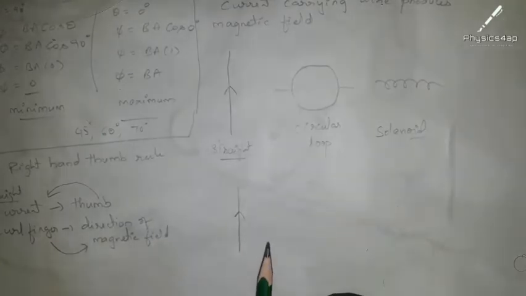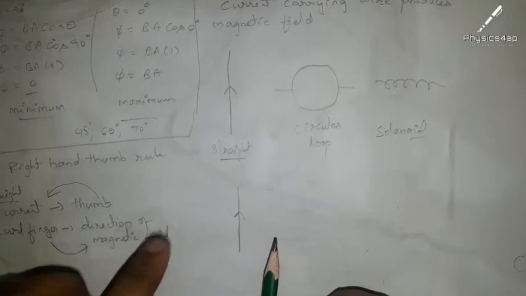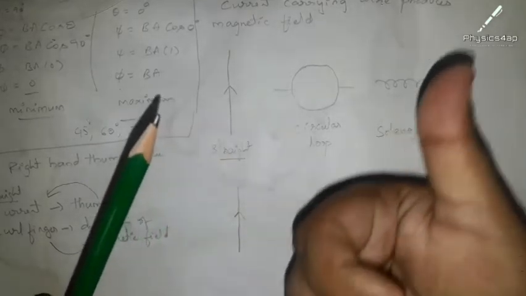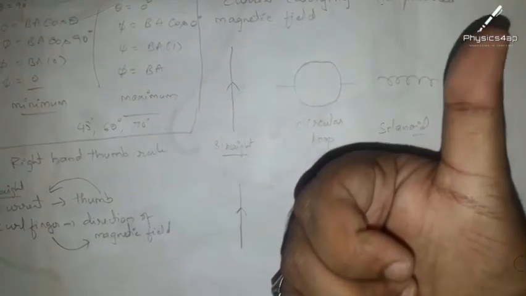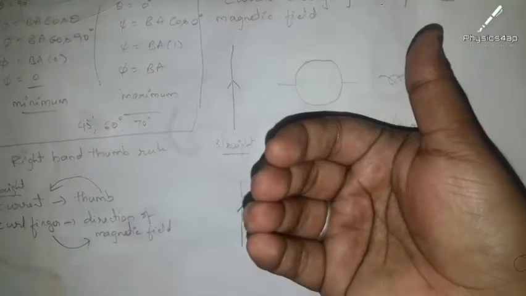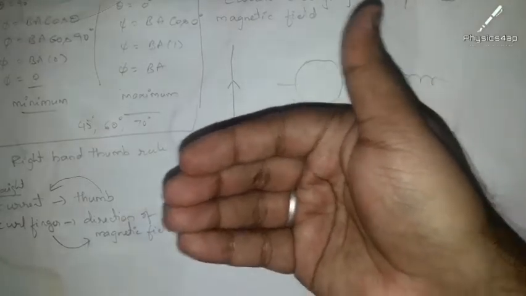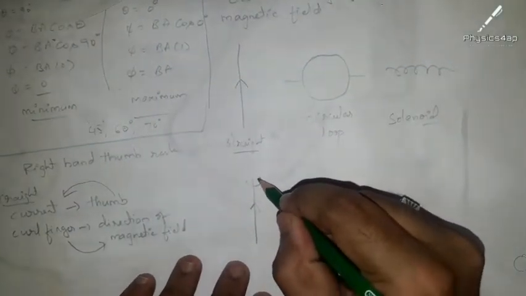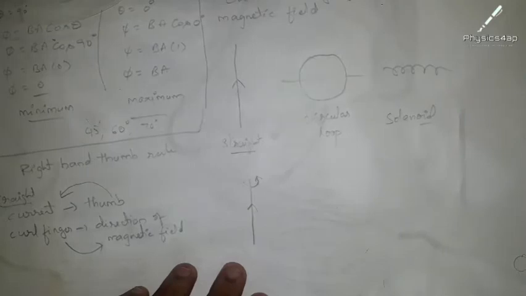Now what will be the direction of the magnetic field that we need to represent in a diagrammatic form? Now this is the upward direction. So the thumb represents the direction of current and it is moving in upward direction. And the curved fingers are moving like this. So we can represent it in the diagram in this way.